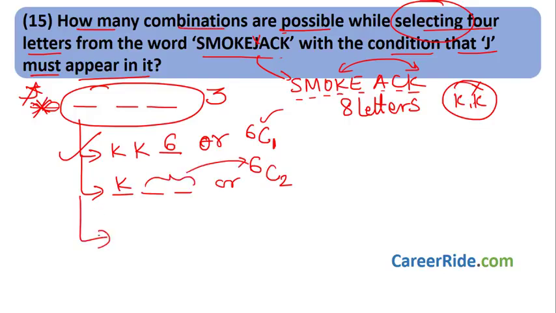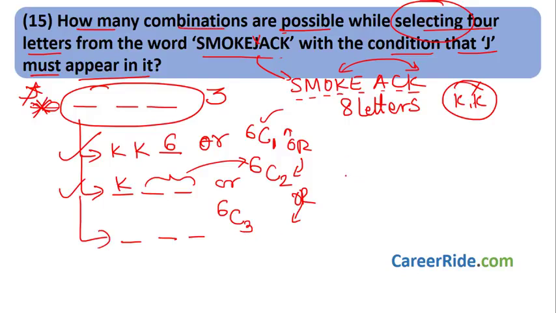Okay, what is the third possibility? Do not consider K at all. How to fill these 3 places using 6 characters? 3 places selected from 6 characters. Why should we not include these 2 Ks? Because we have tried to include these possibilities over here. So over here we are considering a possibility where K is not included at all. So without including K, how many letters are there? 6. Out of 6 we have to select 3.